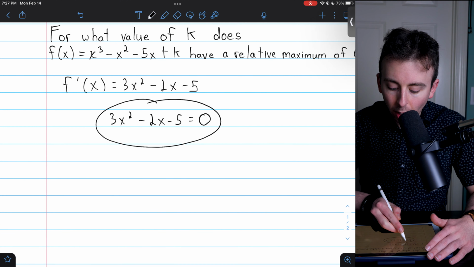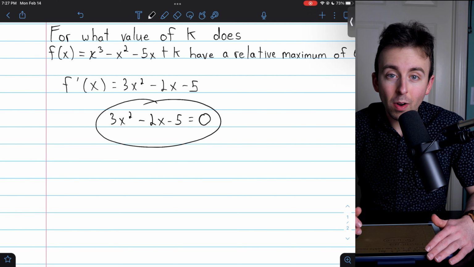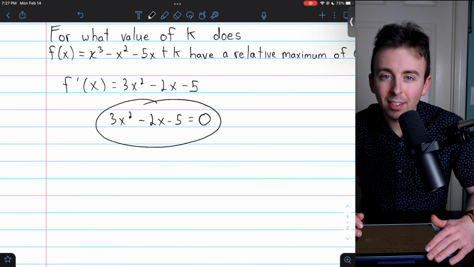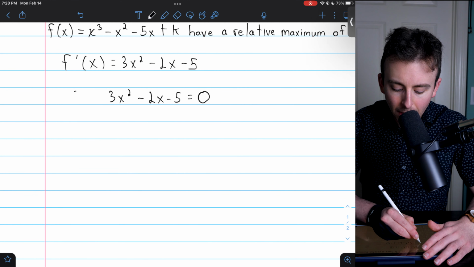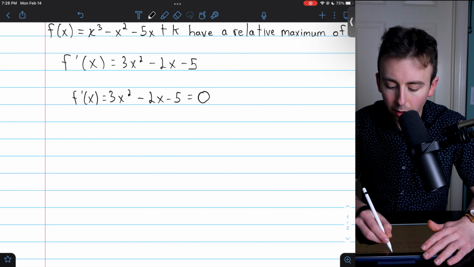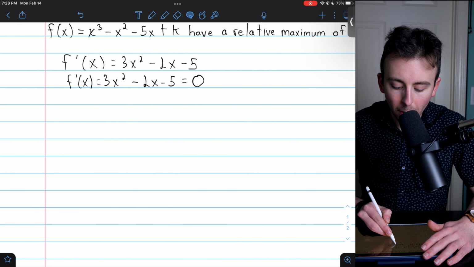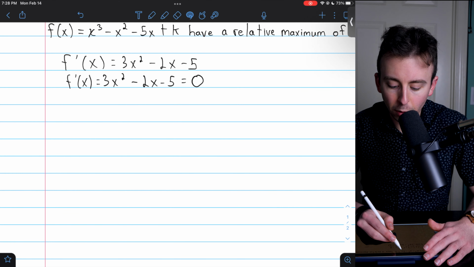Once we find those, we can check to see which one is a relative maximum. Now, in order to solve this quadratic equation, of course, you could bust out the old quadratic formula, but that won't be necessary if you just try some factoring. Let's do that. And I'm going to go ahead and write f prime of x over here on the left just to make this work super clear. You can see that we're setting the derivative equal to 0 and solving for x to find our critical points.